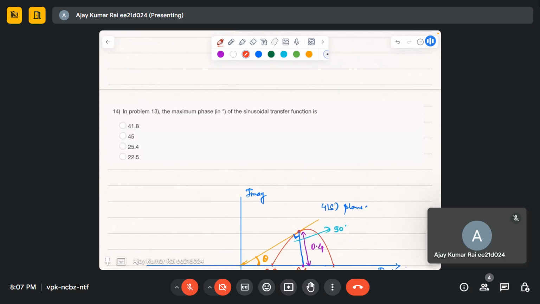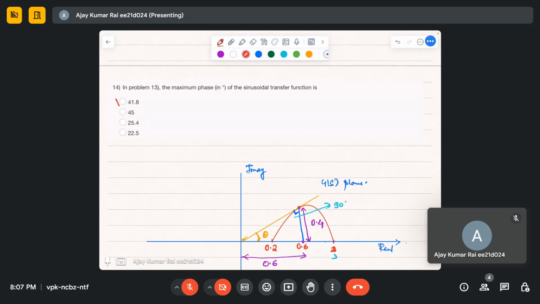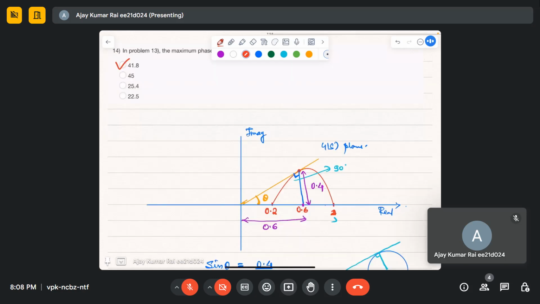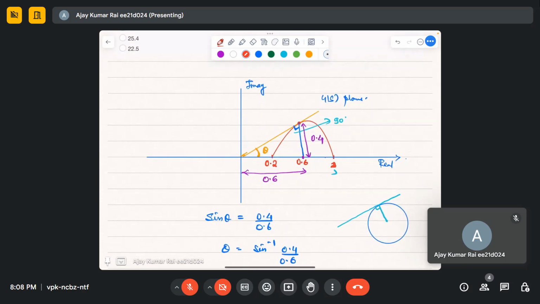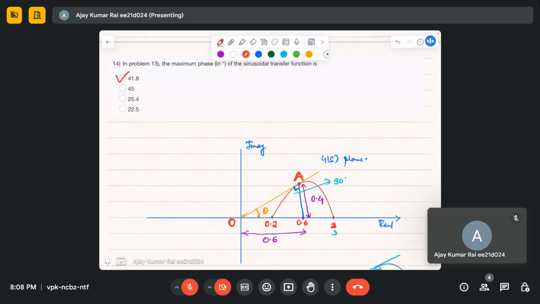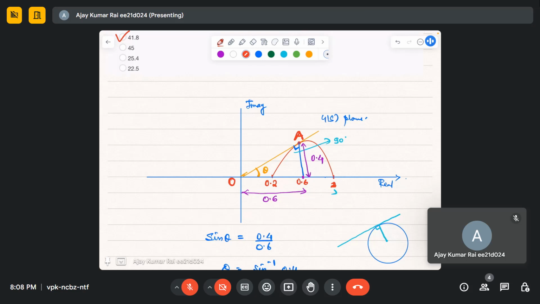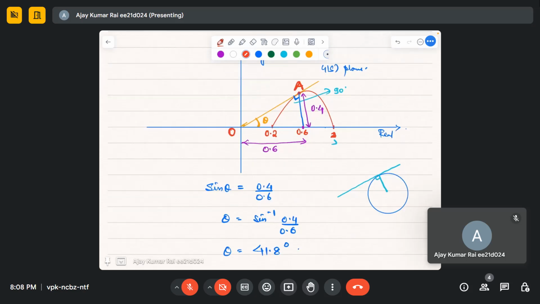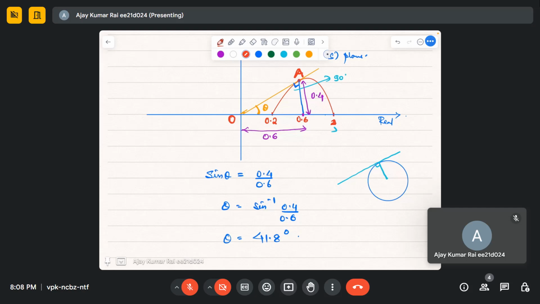So everyone is getting how we are calculating the maximum phase in this case. Let me mark that point as point A. If you see from the origin, at any point in that semicircle, point A is making the largest angle, the maximum angle. What we do is make a tangent to that point and calculate the angle, and the angle comes out to be 41.8.